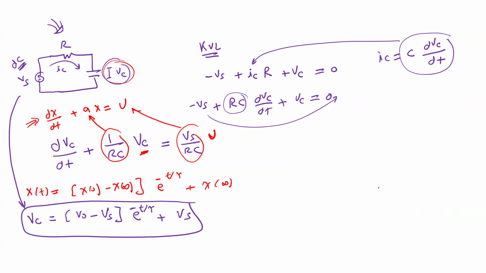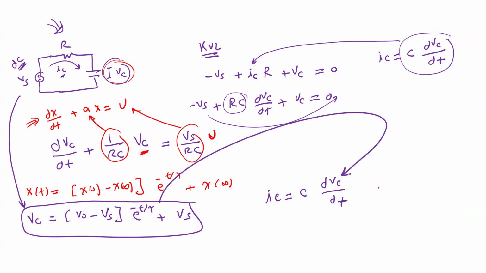Now I have the voltage. Can I get the current? Can I get IC? For sure you can, because you already know IC is equal to C dVC by dt. All I have to do is take this equation, put it here, and differentiate it. So if I give you V, you can get I, because there is a relation between I and V here. If you take this equation and differentiate it, keep in mind Vs is a constant value, so its differentiation is 0, because again, we study this specific case where Vs is a constant value.